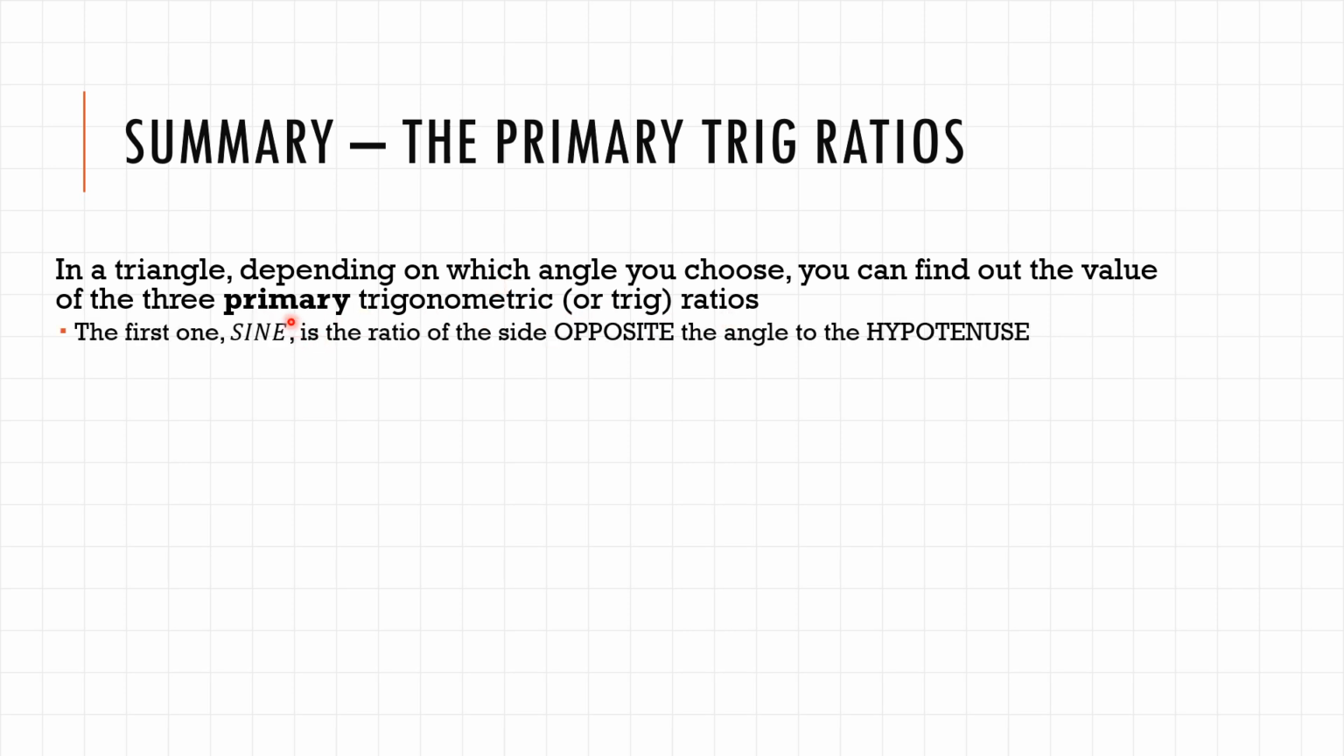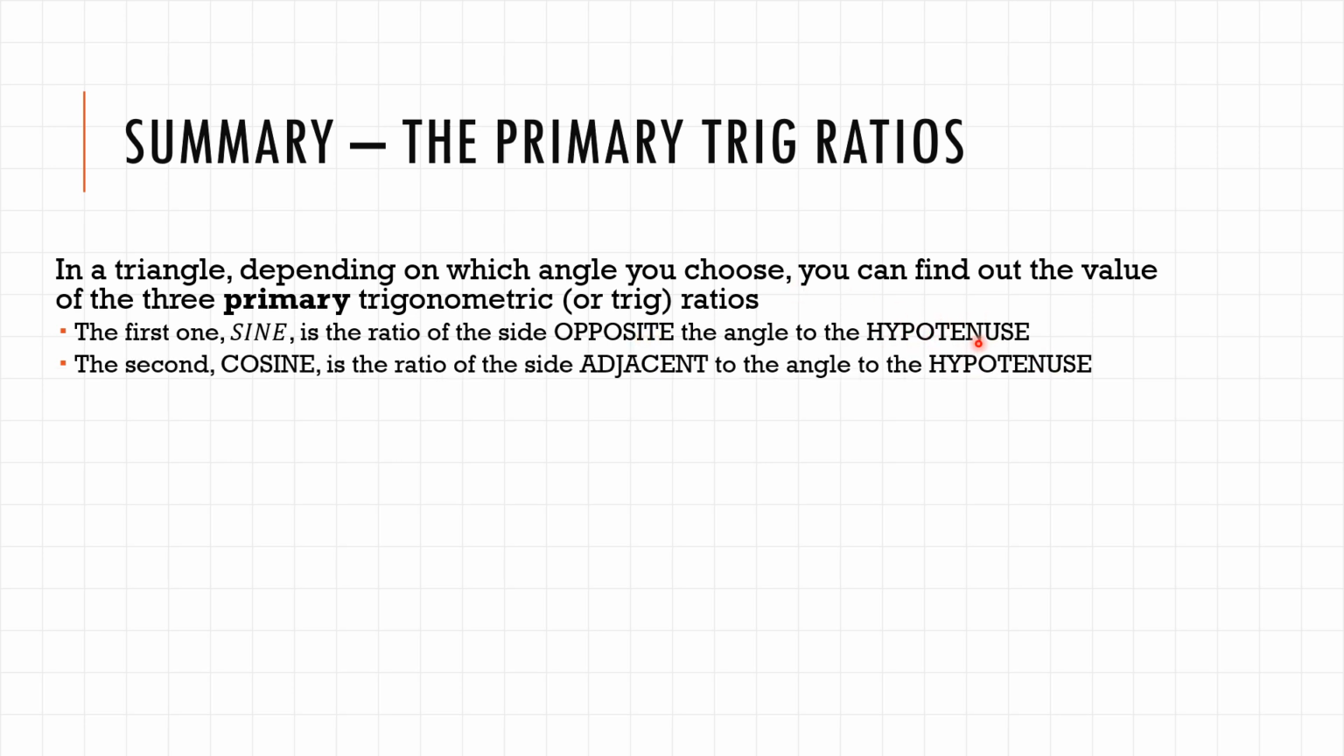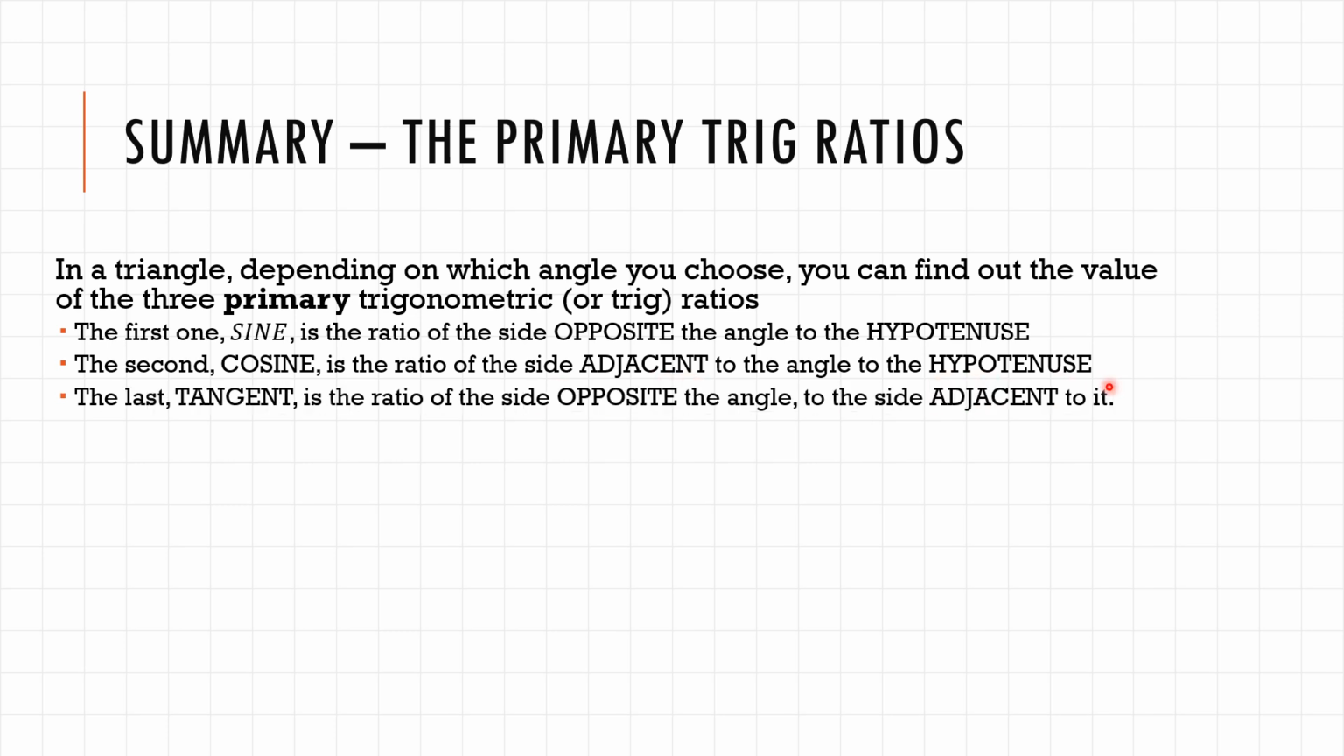The first one is called sine. That ratio is between the side that is opposite the angle that you chose, divided by the hypotenuse of your right triangle. The second one is called cosine, and that is the ratio of the side that is adjacent to the angle that you chose, the side that is right beside it, divided by the hypotenuse. And the final one is called tangent, and that is the ratio of the side that is opposite the angle divided by the side that is adjacent to it.